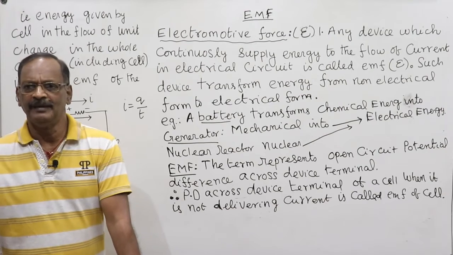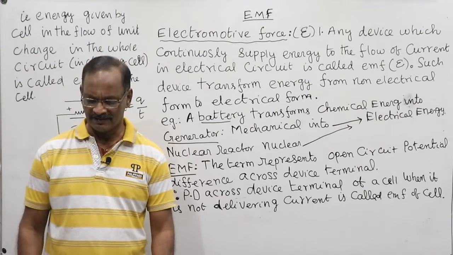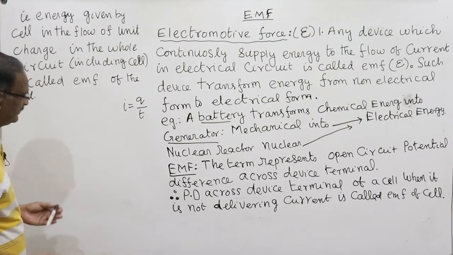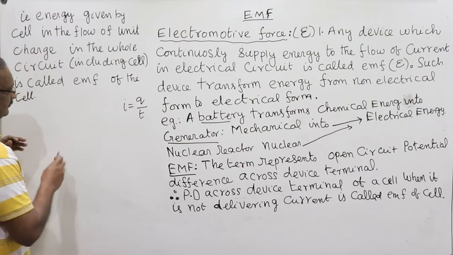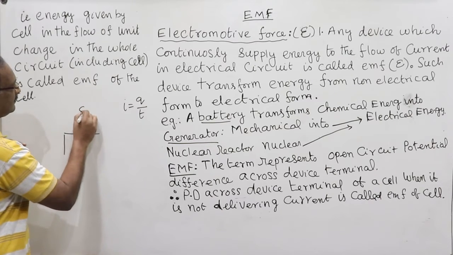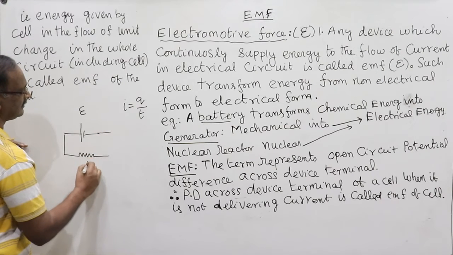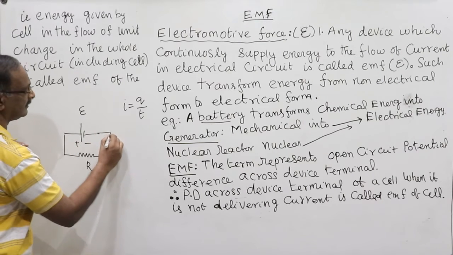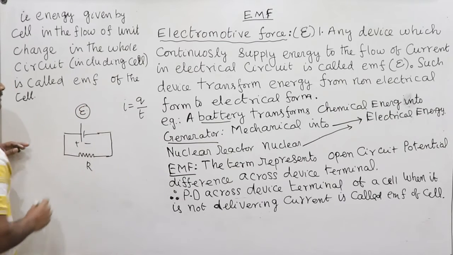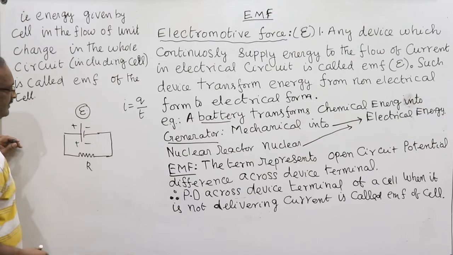The term EMF represents the open circuit potential difference across a device's terminals. Why do we call it open circuit potential? Suppose we have a cell here which has got an EMF, and a circuit is connected with a resistance. This is positive, negative, and this is connected now. This is EMF, it has a value of some energy.